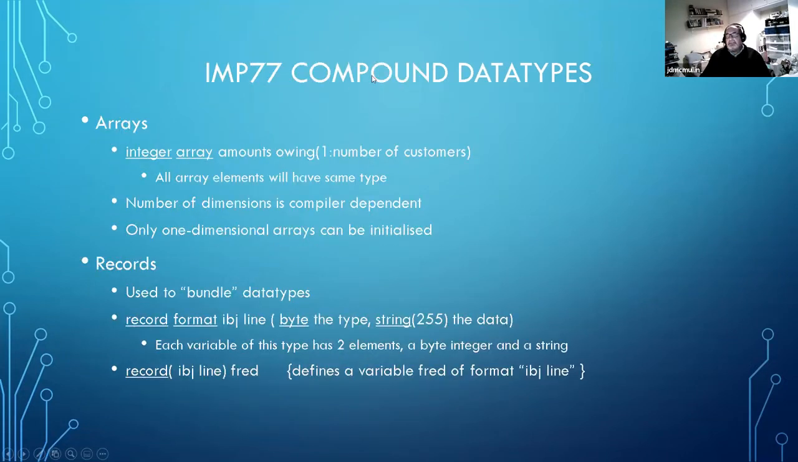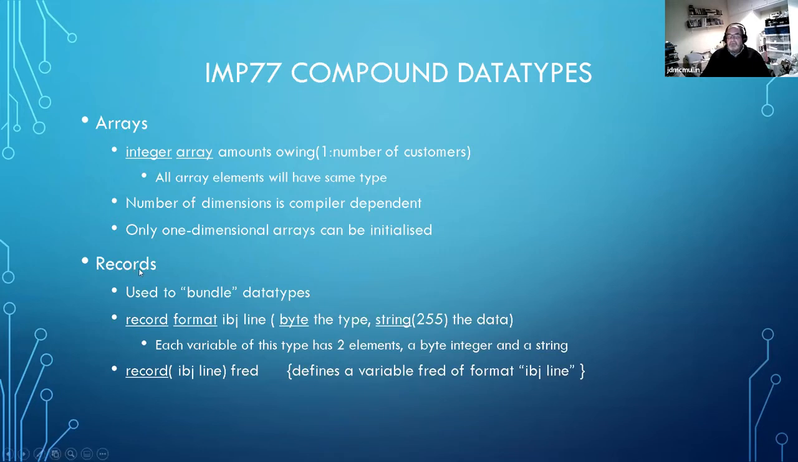What else can you have? Compound statement data types. So you can have an array of integers. Notice we've used a space inside here to say amounts owing, and then a range from 1 to the number of customers that you want. So of course, all array elements, same type, blah, blah, blah. The number of dimensions allowed depends on the compiler. Unfortunately, only one-dimensional arrays can be initialized. So you could set up an array, a string array, for example, with all the names, but you can't have it as a 2-dimensional. It must be 1-dimensional.